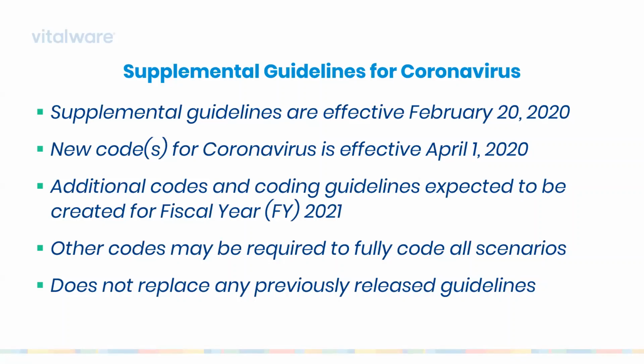There's different coding instructions for reporting this today than there will be on April 1st. So I have highlighted in the presentation the April 1st guidelines, but we're also going to go over how you actually code this today. All right, we will, I'm sure, be getting new codes and coding guidelines updated for October 1st, or fiscal year 2021. And this does require other codes to fully code all the scenarios, but we're not going to replace any of the previously released guidelines. This actually just builds onto our previous guidelines.